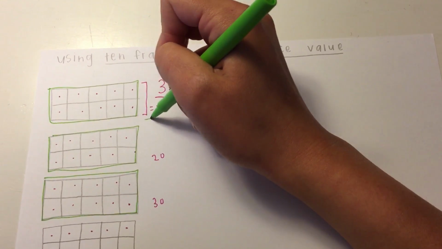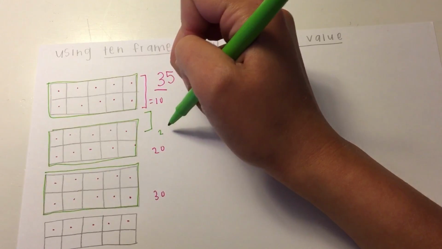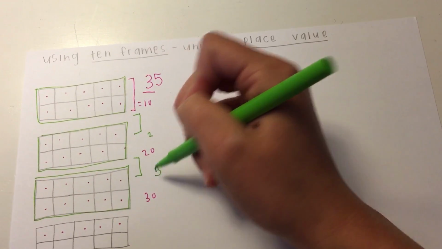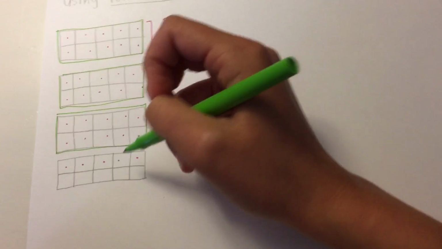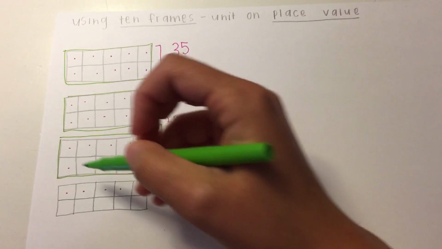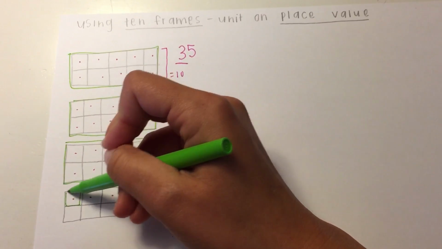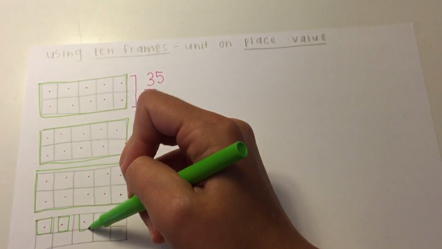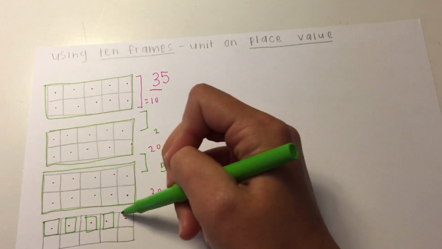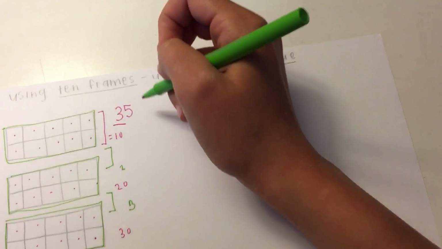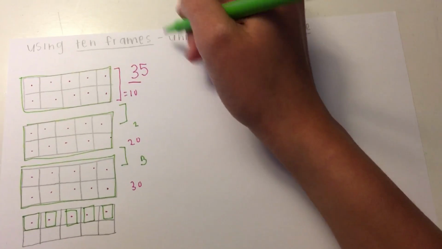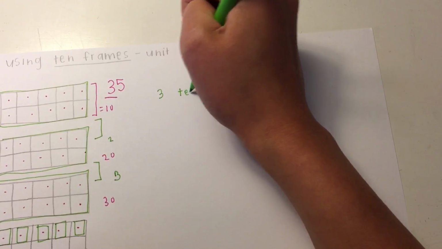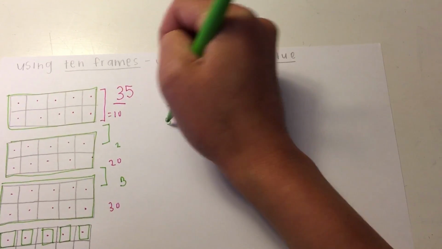2 10 frames must equal 2 tens. And then our third 10 frame equals 3 tens. So I know I have 3 tens, and this one we did not fill up all the way. So I know I have 1, 2, 3, 4, 5 ones. So in this problem, the child would answer that there are 3 tens and 5 ones.